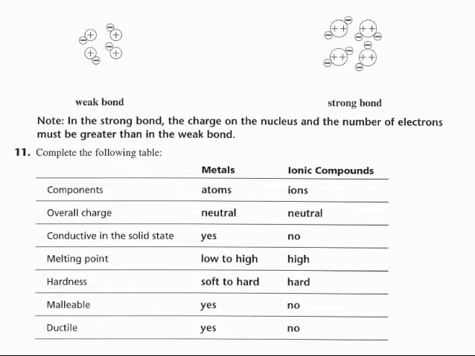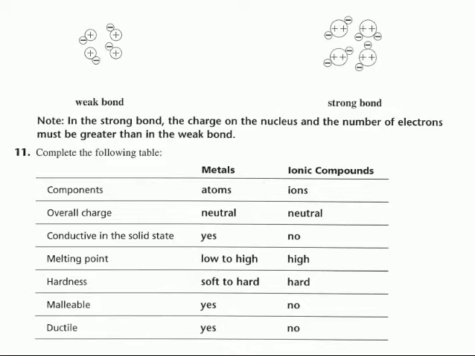Metals, are they conductive in the solid state? Yes, they are. Ionic compounds, however, are not. Metals can have anywhere from a low melting point to a high melting point. Most of the time, we think of metals as having a very high melting point because most of them do. Remember, mercury, however, is a metal, and it's a liquid at room temperature. If you put some in your hand, which I don't suggest, it's a liquid. Okay? It is a liquid. And so the melting point of metals is anywhere from low to high.